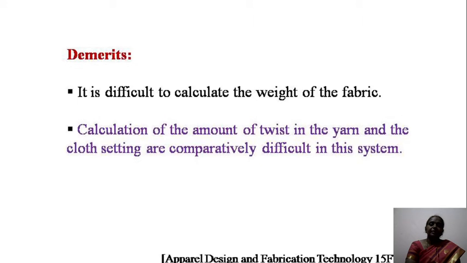Demerits: what are the demerits of this direct system? It is difficult to calculate the weight of the fabric, because weight is fixed. Calculation of the amount of twist in the yarn and the cloth setting are comparatively difficult in this system. So twist cannot be found out accurately in this system.